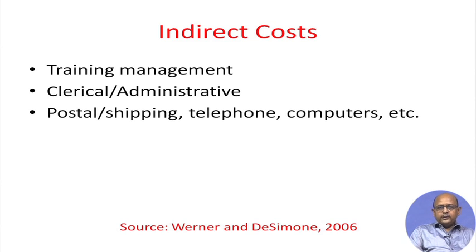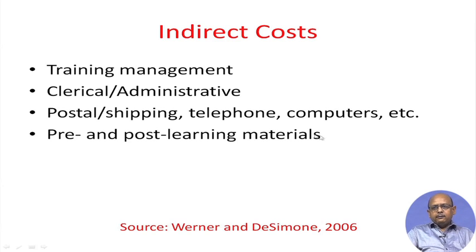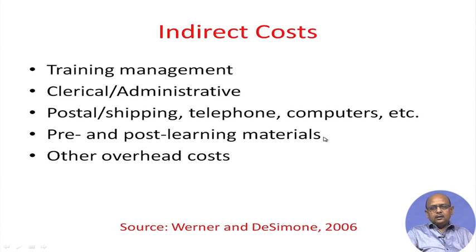Then all correspondence related costs, like postal, telephone and computers that you are going to use. So, you have to have a standard, a benchmark, and then you use these benchmarks depending upon the frequency and the intensity of use to see how much each of these items is going to cost you. Then the pre and post learning materials that you are going to provide, and their costs. Then other overhead costs not included in these, which could be related to supervisors or line managers as trainees, or even the trainers or the HRD departments.